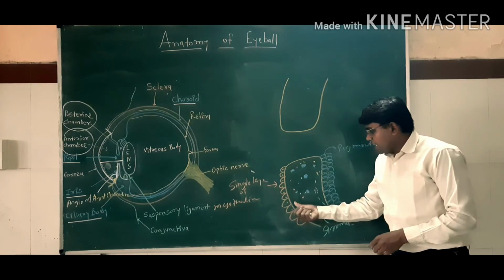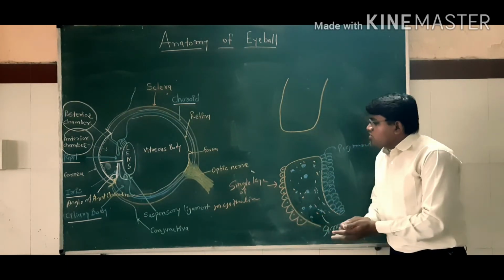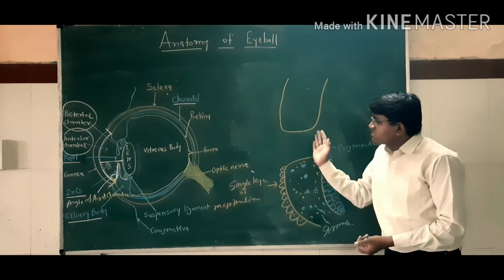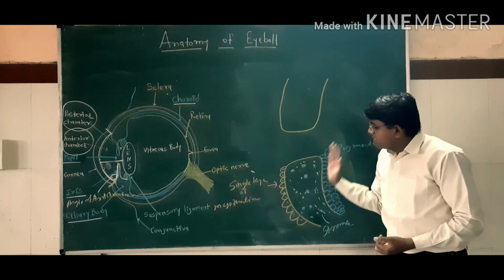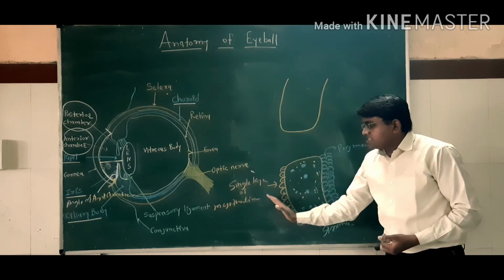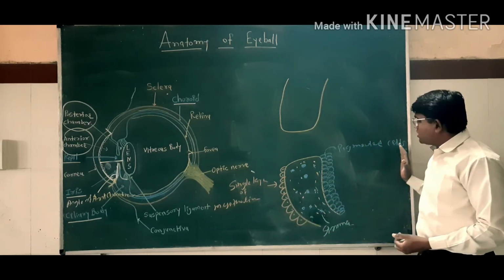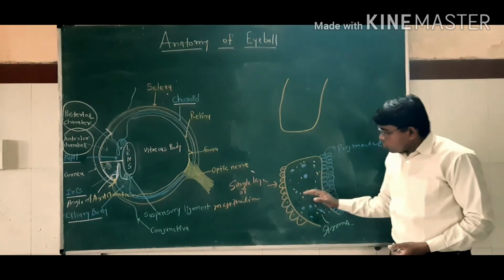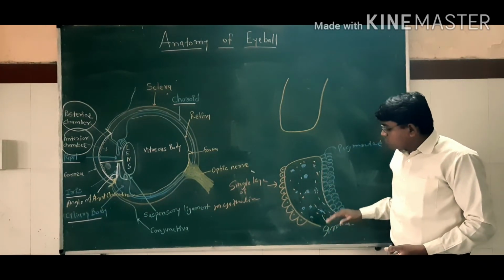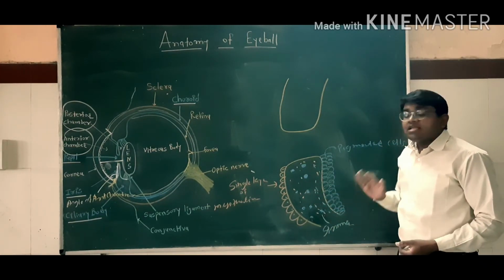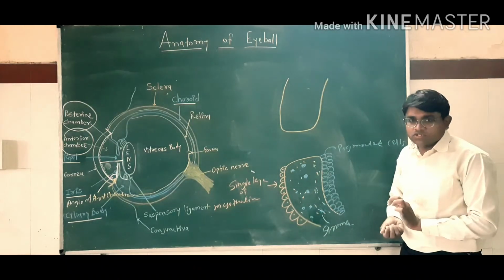So these are the anatomical components of the iris. The iris has two surfaces, the anterior surface and the posterior surface. On its anterior surface there is a single layer of mesothelium, whereas on the posterior surface there is a double layer of darkly pigmented cells. The stroma or main bulb of the iris is formed by connective tissue and some pigmented cells.